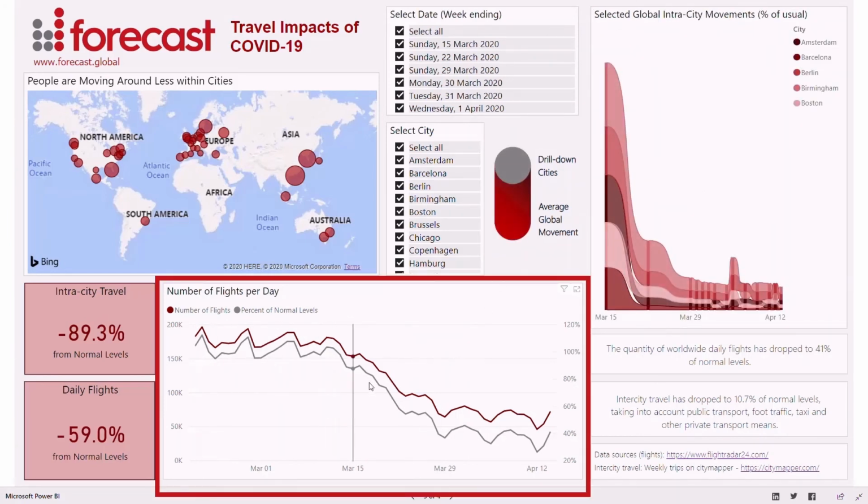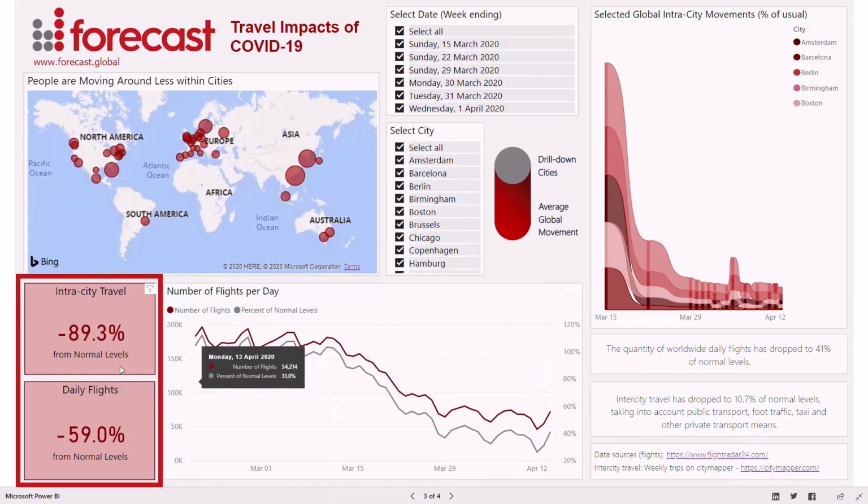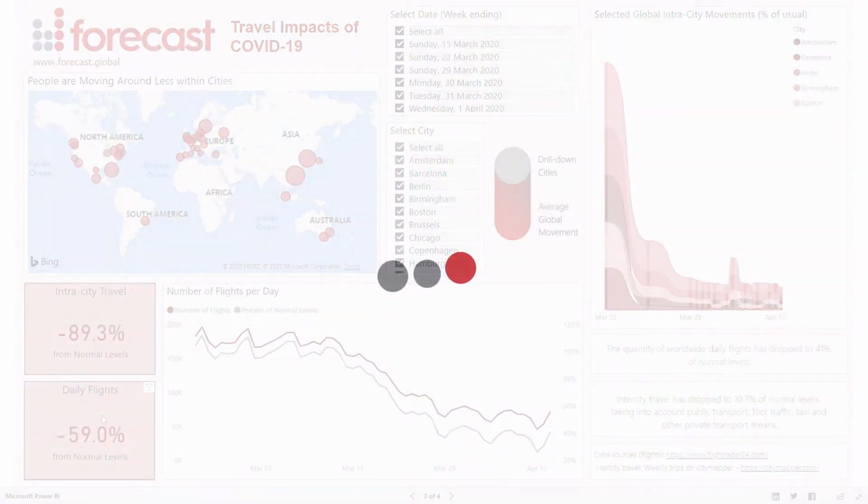The chart on the bottom features global flights per day as a number and also as a percentage of normal levels. The cards on the left show the latest travel and daily flight deviations from normal levels.